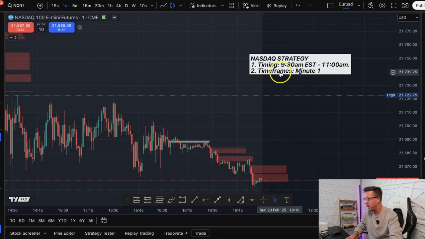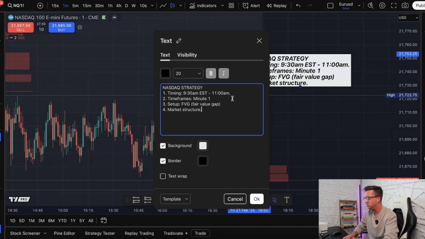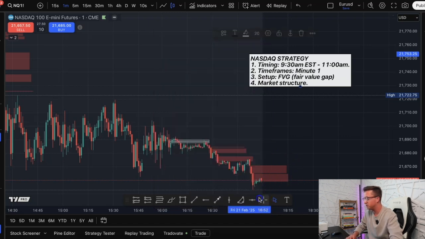Okay, so we have our timing, the time that we're going to show up and actually trade. Then we have our time frame. Then we're going to actually be looking at our setup. And the setup is simply an FVG or a fair value gap. And we'll go more into this because the 4th step is actually understanding market structure. We want to be seeing clear market structure.